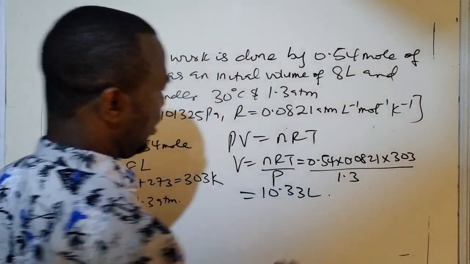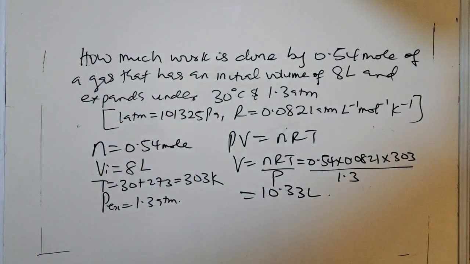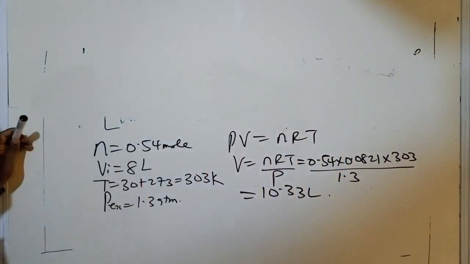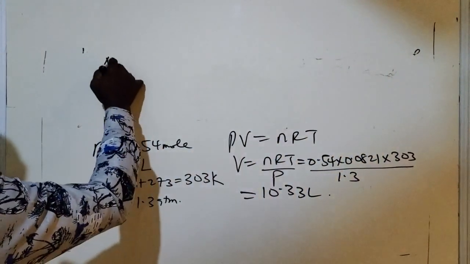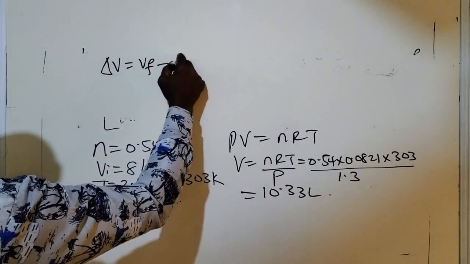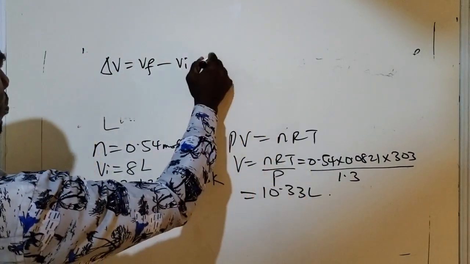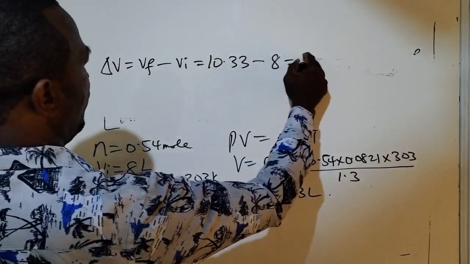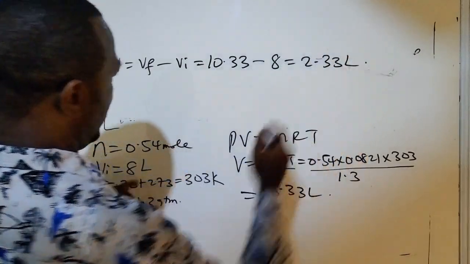10.33 liters as our volume. Having obtained the final volume, we can now calculate our change in volume. Our change in volume becomes VF minus VI. The VF is 10.33. The VI is 8. That gives you 2.33 liters.